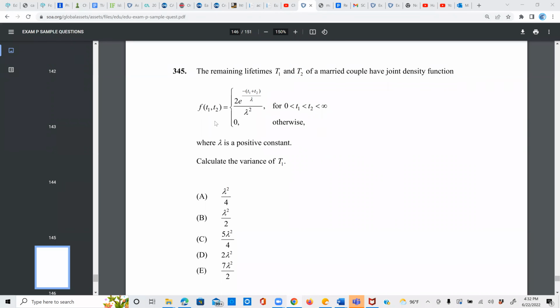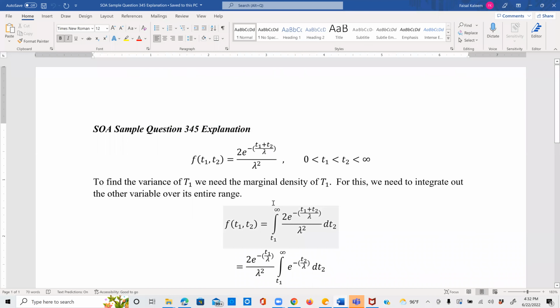So we're given a joint PDF and we have to calculate the variance of the first variable. Now, to get the variance of the first variable, we first need the marginal density of the first variable, which is T1. So to get the marginal density of any variable, the standard process, as we know, is to integrate out the other variable over its entire range from the joint PDF.